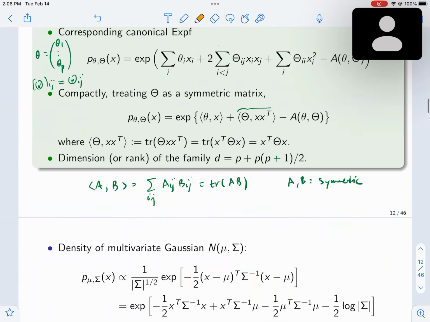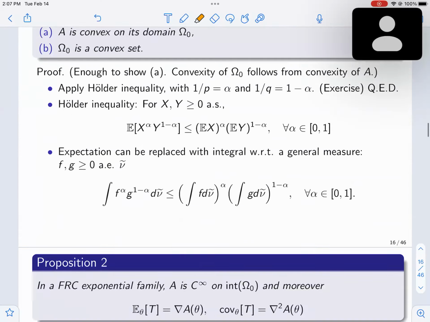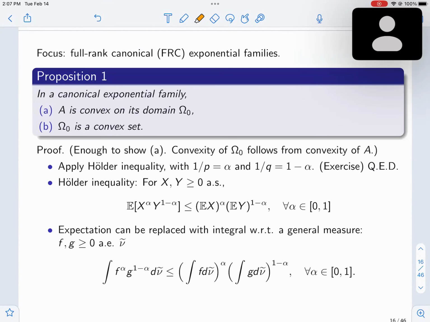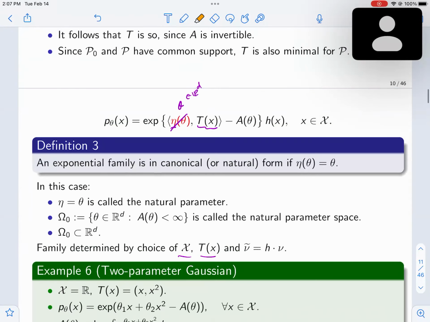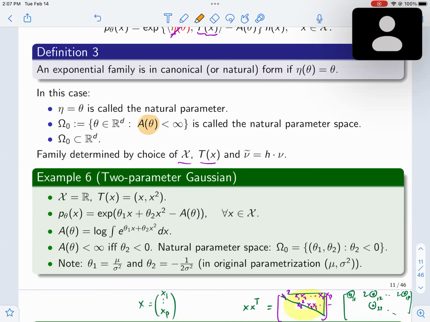So what we saw was the full rank canonical exponential family. Canonical means that the parameterization mapping is the identity, and full rank was the technical condition on the interior of what we can now call the natural parameter space. The set of thetas for which this A of theta is finite is the set for which we actually have a family, and this is called the natural parameter space.